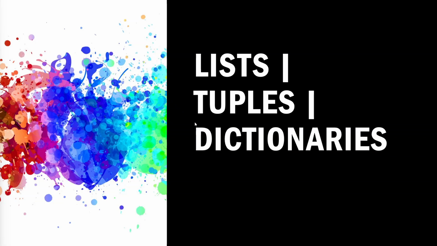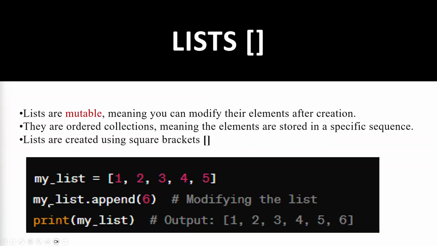This is a short tutorial on Python list, tuple, and dictionaries. List is mutable. That means that you can add to and delete from a list. So for a list, whenever you use a Python list, you need to use a square bracket.